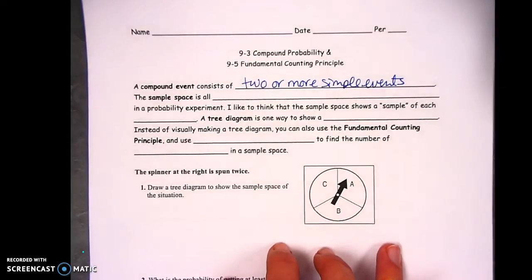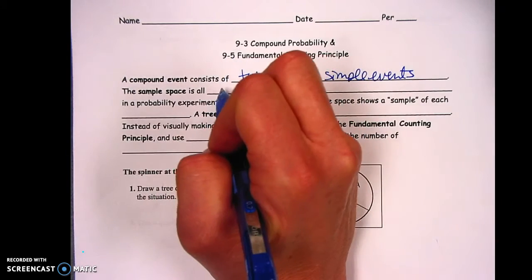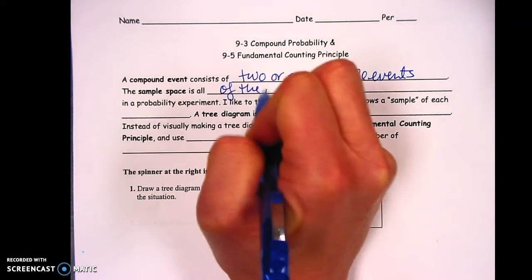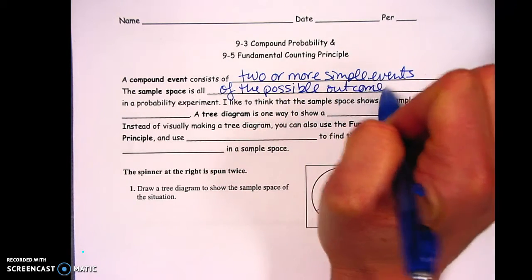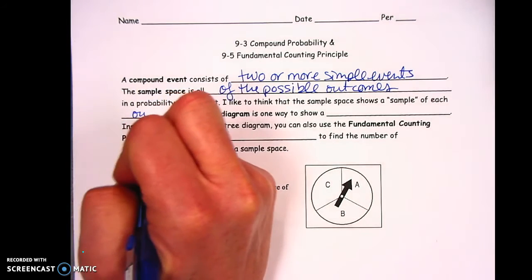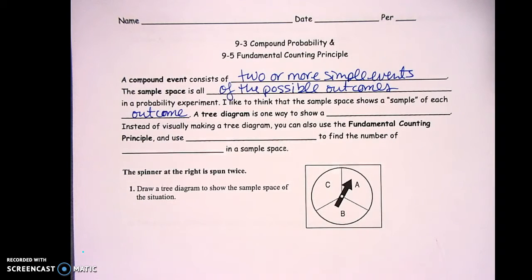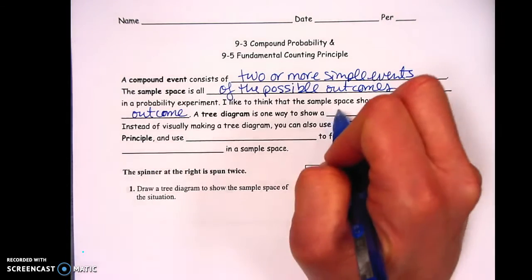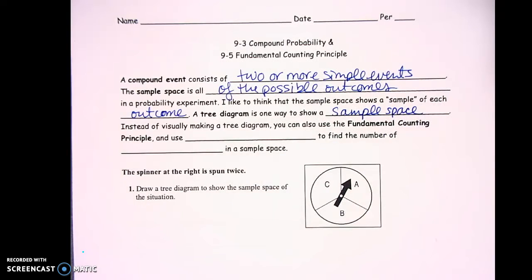The sample space is all of the possible outcomes in a probability experiment. And we're going to be showing those in different ways. I like to think that the sample space shows a sample of each outcome. So again, this will be just showing us all the different things that could happen. A tree diagram is one way to show a sample space. The other way is really a list.